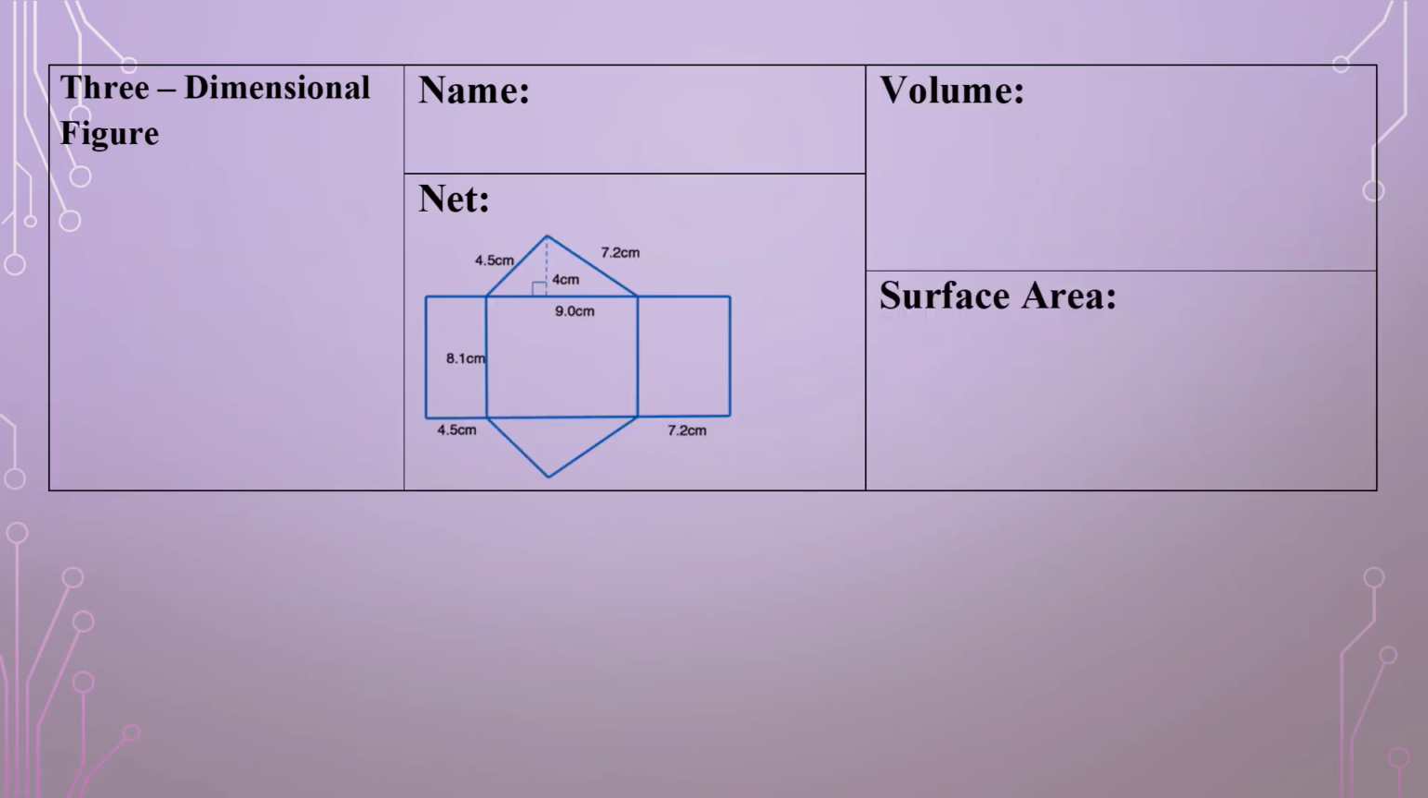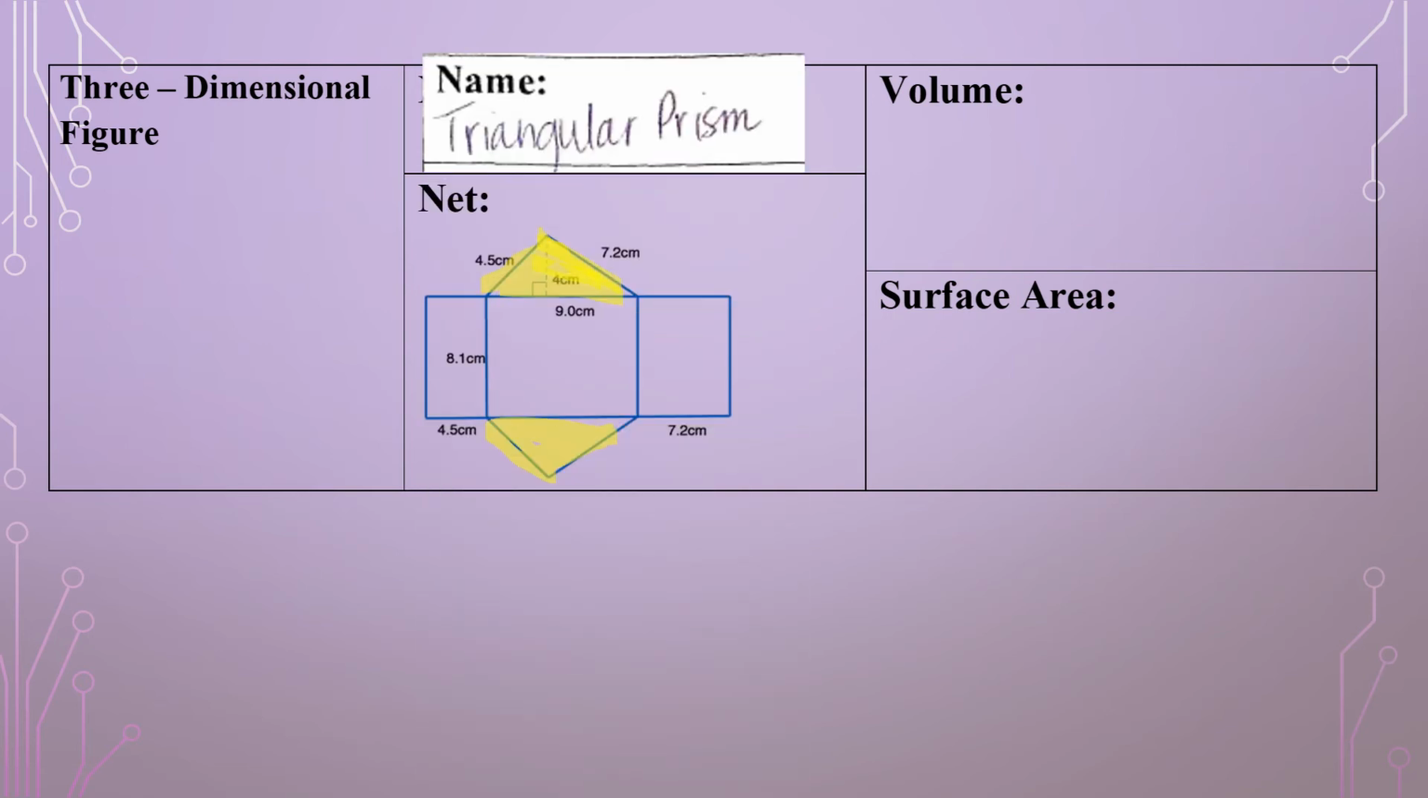The next one, so we don't have our 3D shape, but we can look at this and tell that it is based on our bases here. It is a triangular prism. And then you can do the 3D figure.